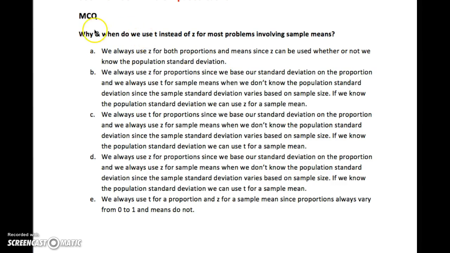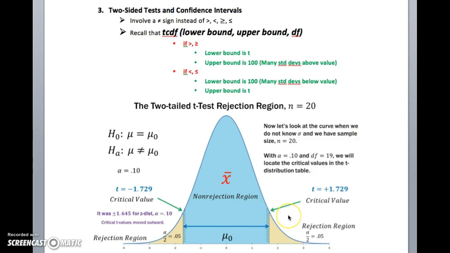So pause now and answer why and when do we use t instead of z for most problems involving sample means. A nice picture of what we're talking about when we're looking at a t-test and what it means to reject the null hypothesis or fail to reject it.